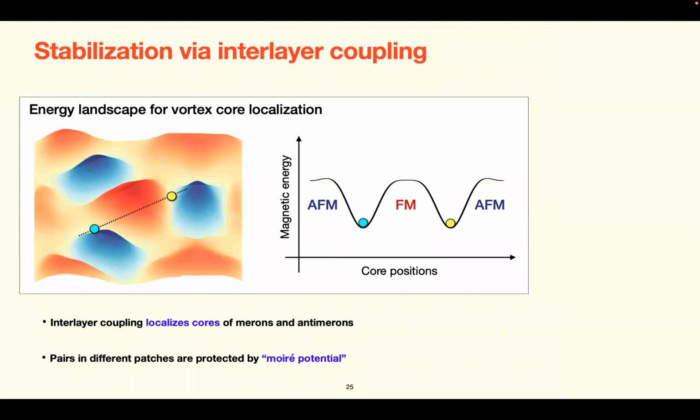We can summarize this stabilizing mechanism in this schematic figure. The presence of 2 merons in the top and bottom layers can act as an energy potential. So they are meron and anti-meron cores. When they are shifted from this equilibrium position, it inevitably incurs a substantial energy cost. So this can act as an energy potential to localize merons.